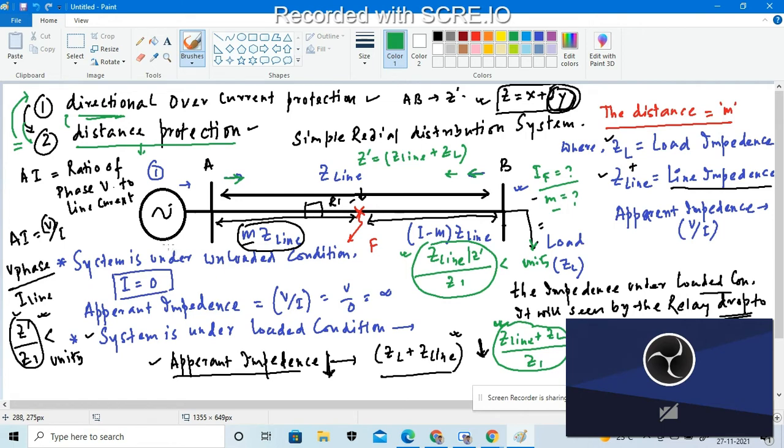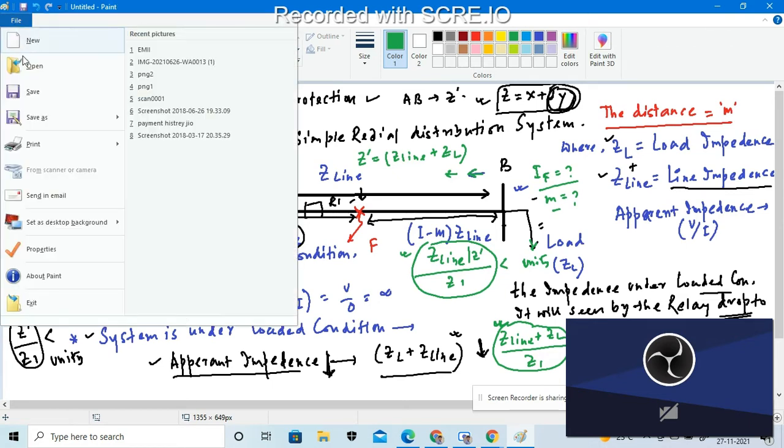Okay, so we can say that the impedance is a complex number, so it must have different quadrants. Suppose first quadrant, second quadrant, third quadrant, fourth quadrant. The first quadrant is in the forward direction. Suppose what does that mean? Okay, I will show you.